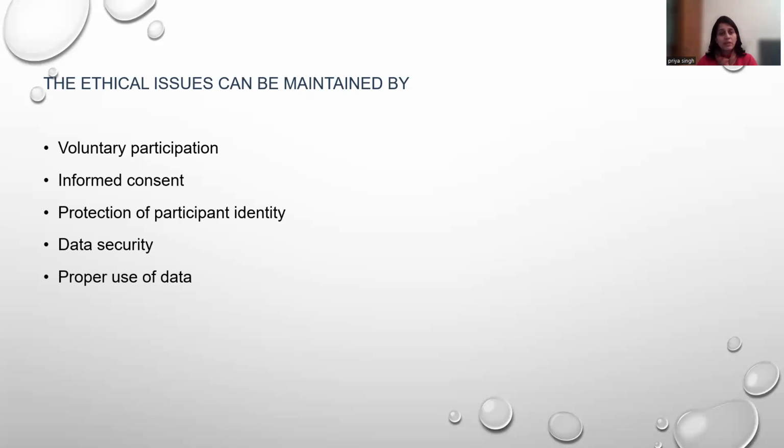Then there should be protection of the participant identity. We must be clear in telling the participant what level of confidentiality or anonymity of the participant we will be maintaining. Then the data collected should be secured. That is, the data which we collect should have limited access, and we should remove identifying personal information from the electronic database and replace it with an assigned identification number.